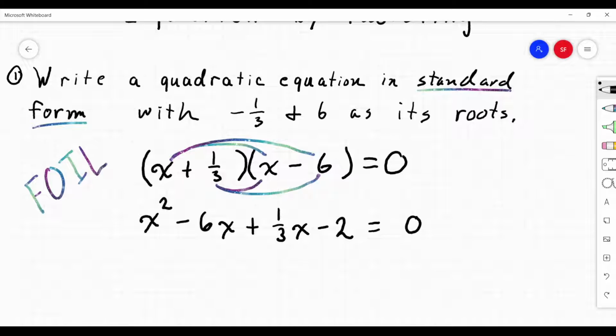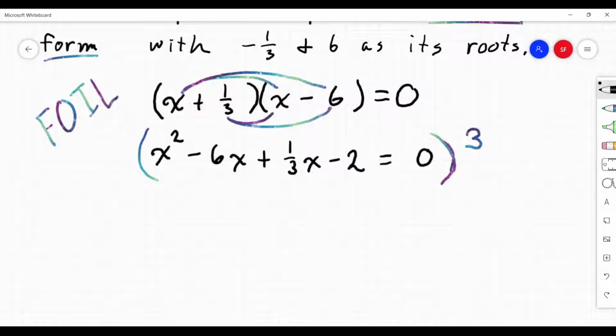Okay, so how are we going to get rid of the fraction? What can we multiply times everything to make the fraction go away? 3. That's right. So essentially, we're going to distribute that 3 onto everything. Okay. So 3 times x squared is what? 3x squared. That's right.